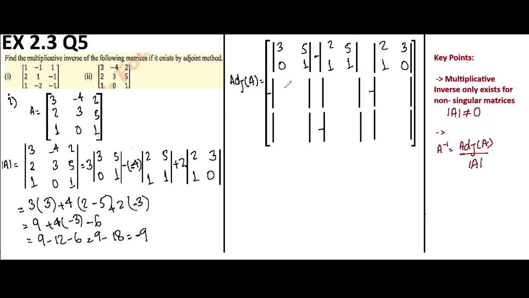And the rest of them are done in the same way. 2310. Then we have -4, 0, 2, 1, then 3, -4, 2, 1, 1, 3, 1, -4, and 0. For this we have -4, 3, 2, and 5. For this one we have 3, 2, 2, and 5. And for the last one we are having 3, 2, -4, and 3. And then the whole transpose.